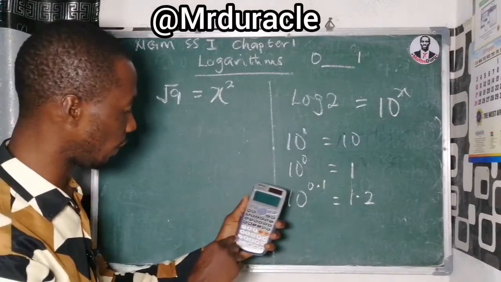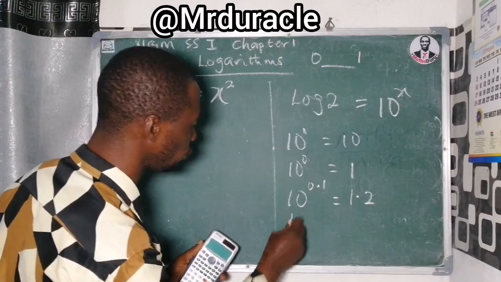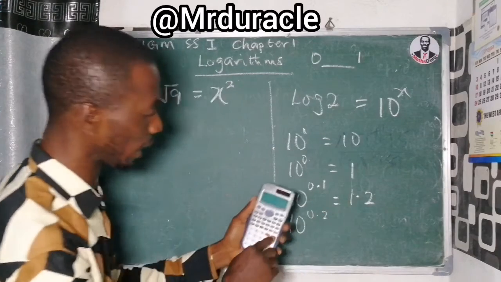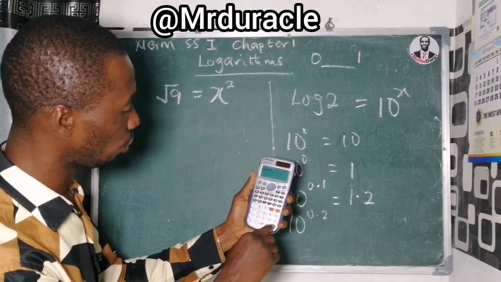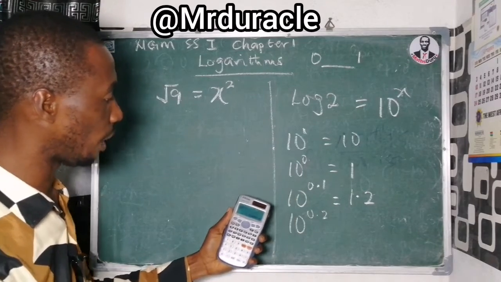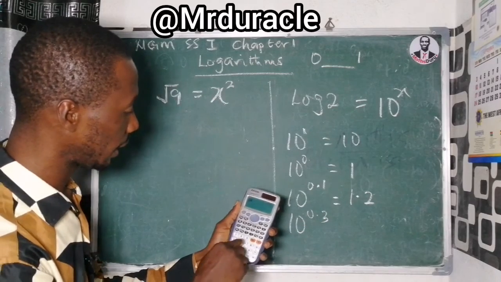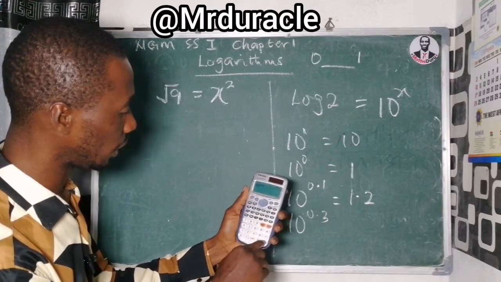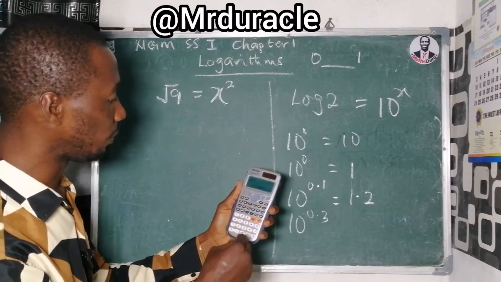I'm almost getting it. If I increase this now to 0.2, 10 index 0.2, what will I get? I get 1.5. I'm almost approaching it, so I keep increasing. If I turn it to 0.3, 10 index 0.3, what will I get? 1.9. I'm almost approaching it.